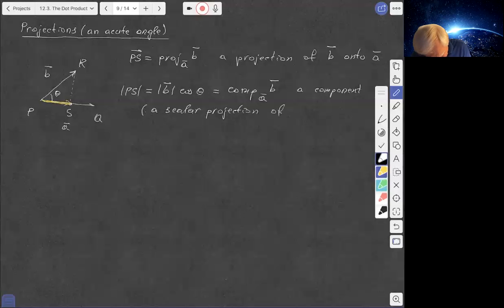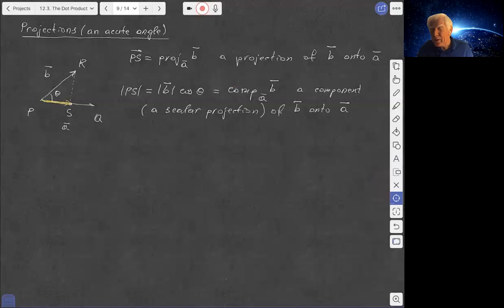Scalar projection of B onto A. I want to point out the fact that comp B onto A is a scalar, a number, while the projection here is a vector.